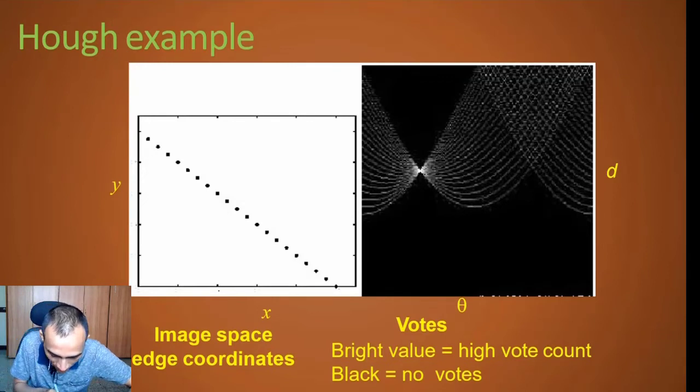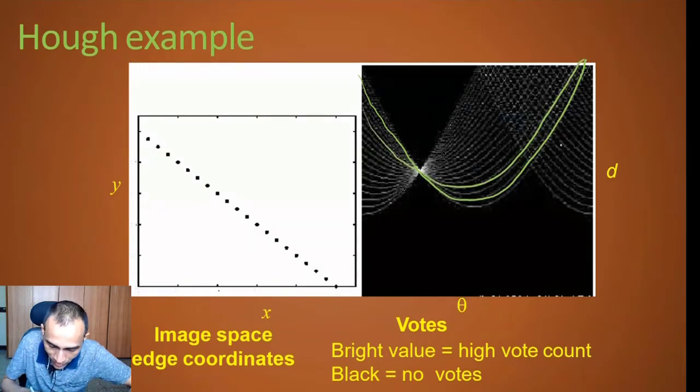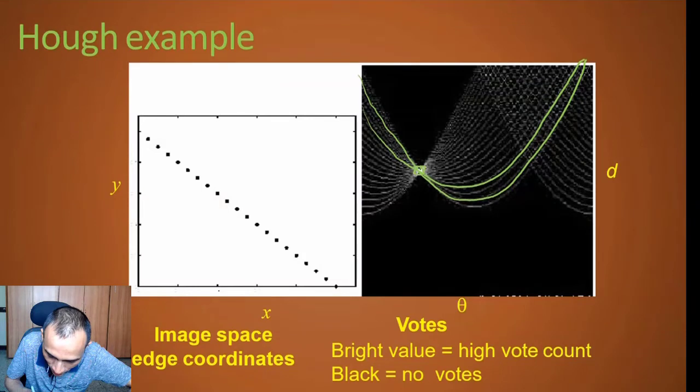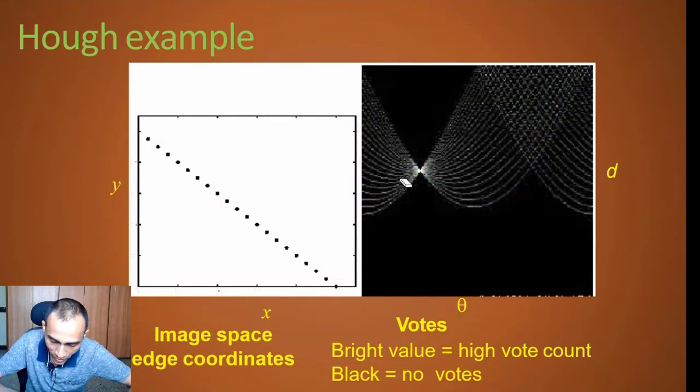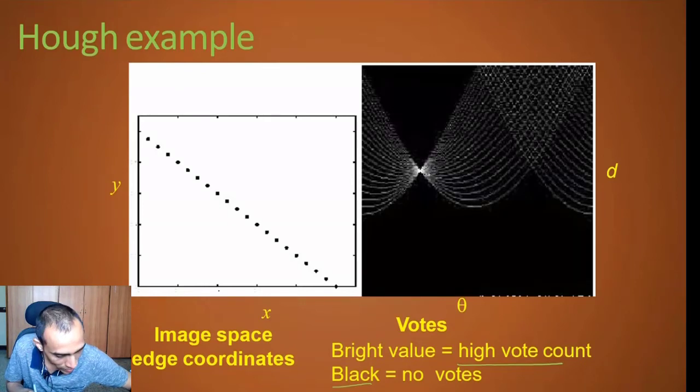So if you have a straight line, each point is going to basically vote for a sinusoid, something like this. But finally the majority of the votes will come at this point, which is the bright point. If you visually see this as an image, a bright value will represent a high vote count, and black will represent no votes, and a lesser value will represent fewer votes. So you have to find the peak values, or sometimes do a non-maximum suppression to find the exact peak location.